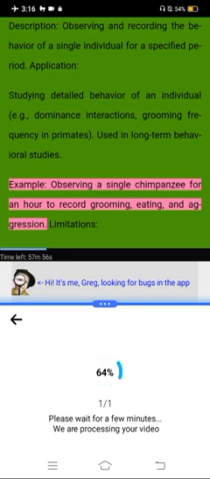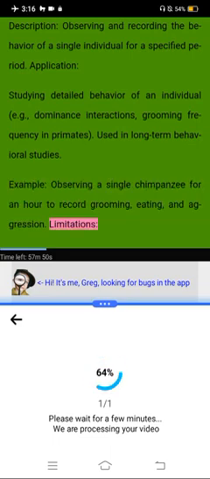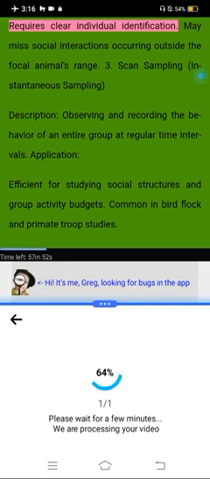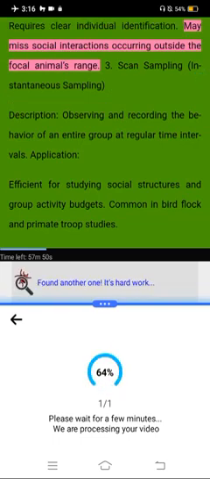Example. Observing a single chimpanzee for an hour to record grooming, eating, and aggression. Limitations. Requires clear individual identification. May miss social interactions occurring outside the focal animal's range.